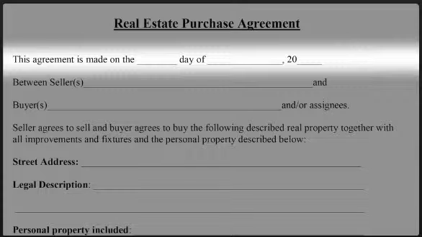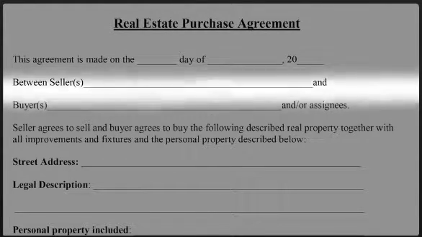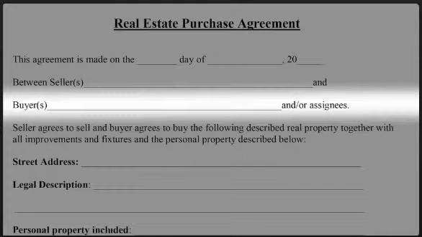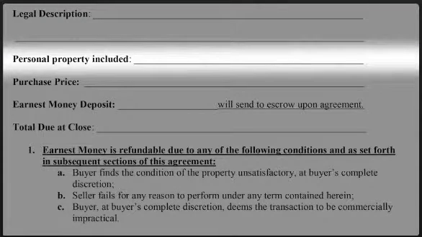First of all, this agreement is made on, you'll put that day's date. The seller is whoever owns the property. The buyer is you, and notice that there's "and or assignees" after it. That gives you the ability to assign the contract. Seller agrees to sell and buyer agrees to buy the following: describe real property together with all improvements and fixtures and the personal property described below. So you'll put the street address in there. You don't need to fill out the legal description. The title company will do that for you. If there's any personal property that goes with it, you can add that in. For example, a lot of times people include the appliances.